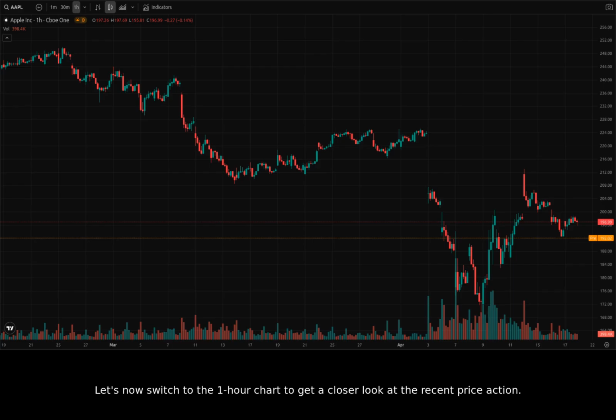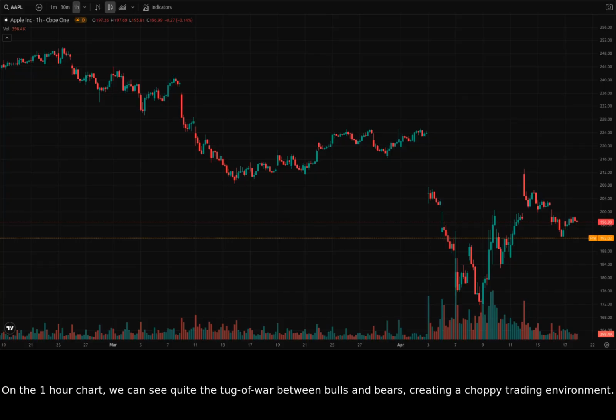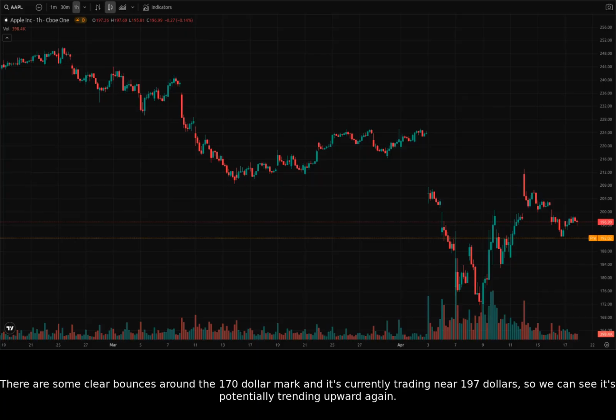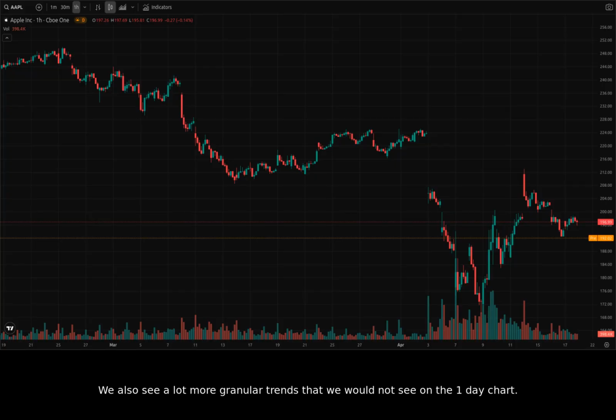Let's now switch to the 1-hour chart to get a closer look at the recent price action. On the 1-hour chart, we can see quite the tug-of-war between bulls and bears, creating a choppy trading environment. There are some clear bounces around the $170 mark, and it's currently trading near $197, so we can see it's potentially trending upward again. We also see a lot more granular trends that we would not see on the one-day chart.